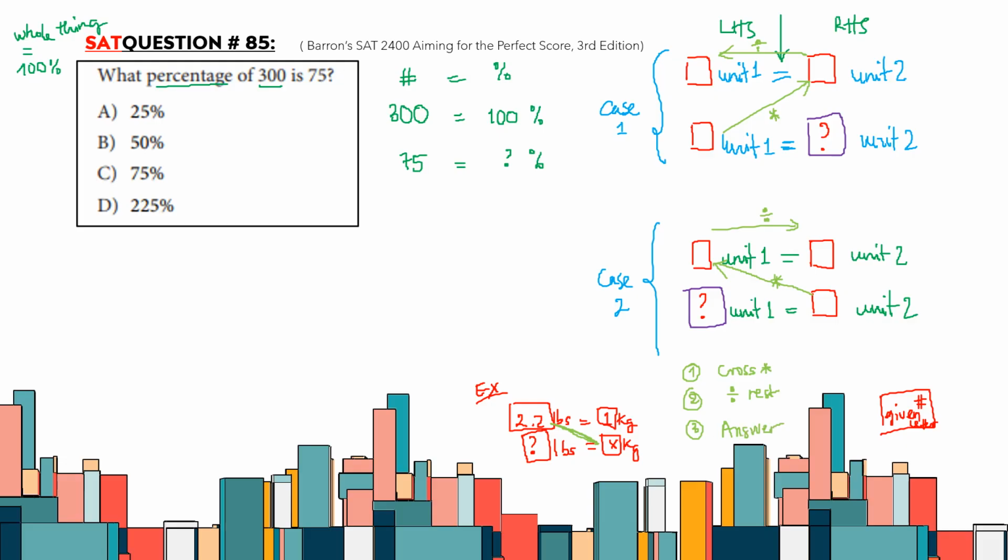So let's try the example here. We will have 2.2x divided by 1, that will be 2.2x. The answer will be 2.2x. Now for this question, you see that the given numbers are 75 and 300, but when we're working on percentage, we always know that the whole thing is 100%. This is the fact we have to know. It's not given, but we have to know.